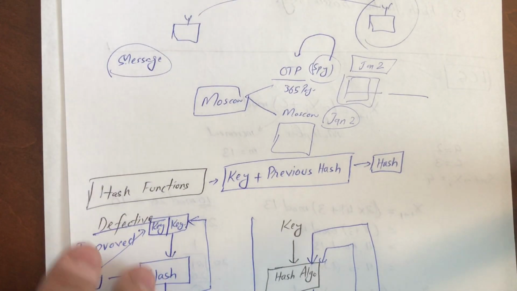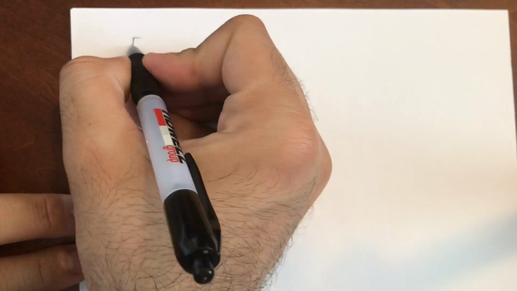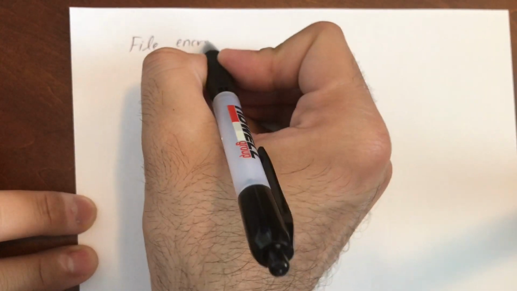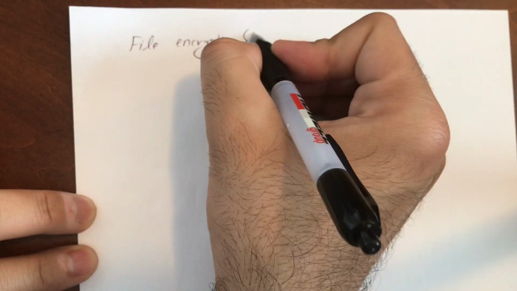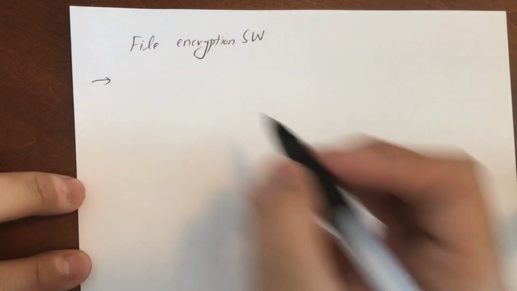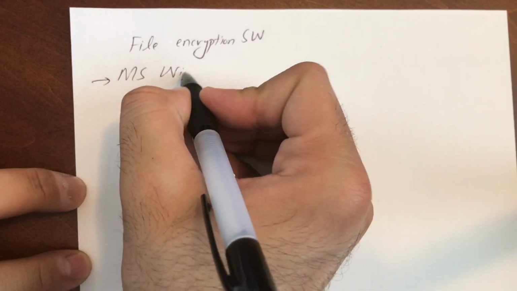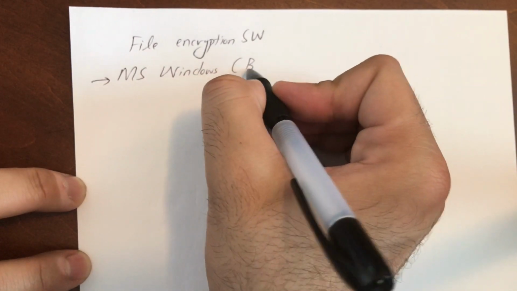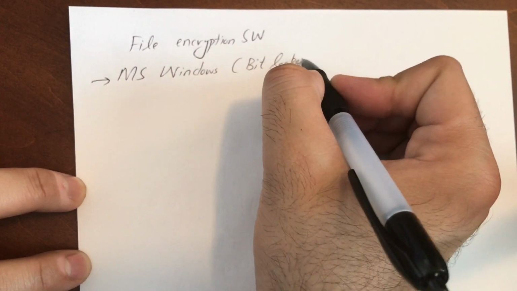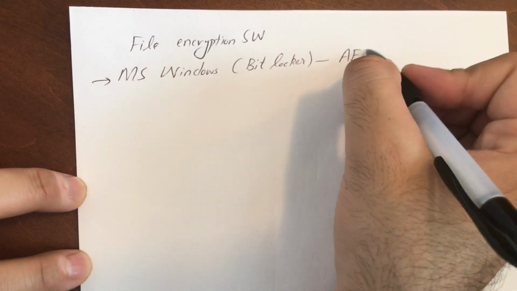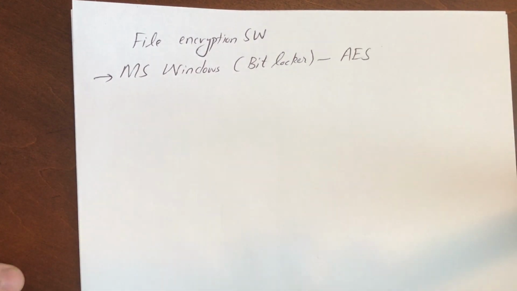Last thing is some file encryption software. As I mentioned earlier, in Microsoft Windows they have introduced a feature called BitLocker, and BitLocker specifically uses AES for encryption. This is basically file-based encryption. You can encrypt your whole hard drive, you can encrypt your folders and files. I'll show you guys in our lab how we can encrypt the folders and all.